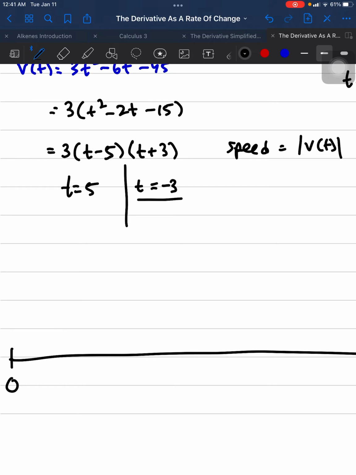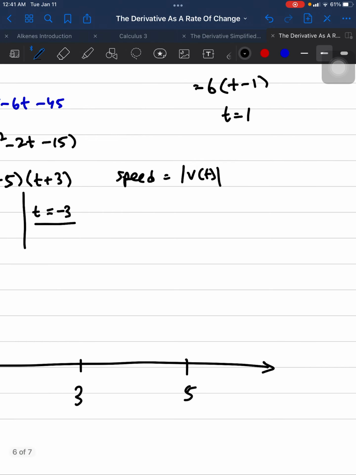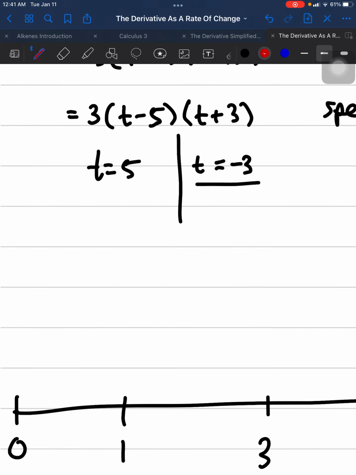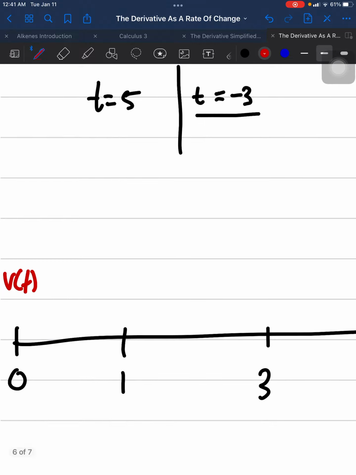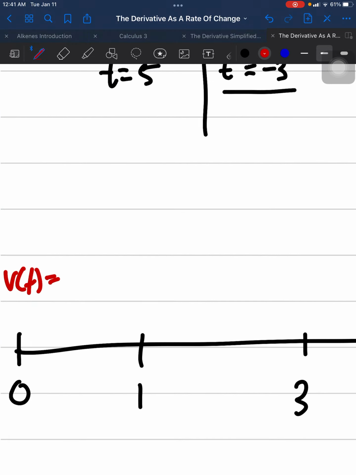So I'm going to start this number line from 0, and the first root I'm going to put down is 1. The second one I'm going to put down is 3, and then 5, and this is going to be approaching infinity. So what we're going to do is first find the points for the velocity function. First we have to pick the same points when we're comparing the acceleration and velocity. So let's just pick the points first, and then we just plug them into each of those functions.